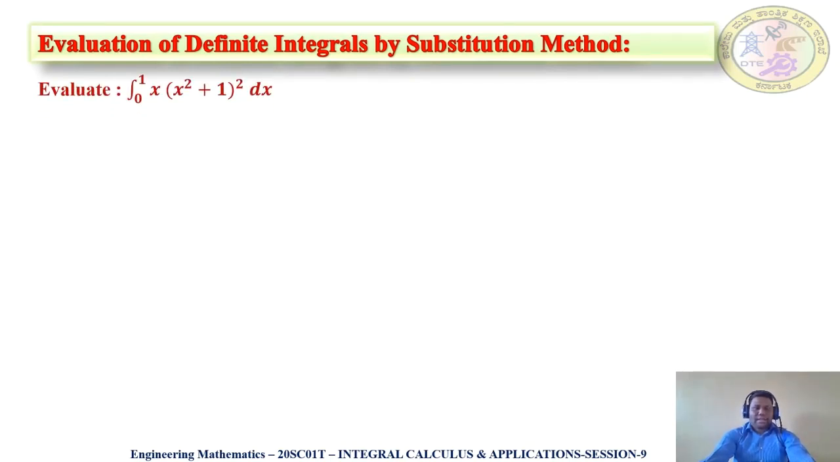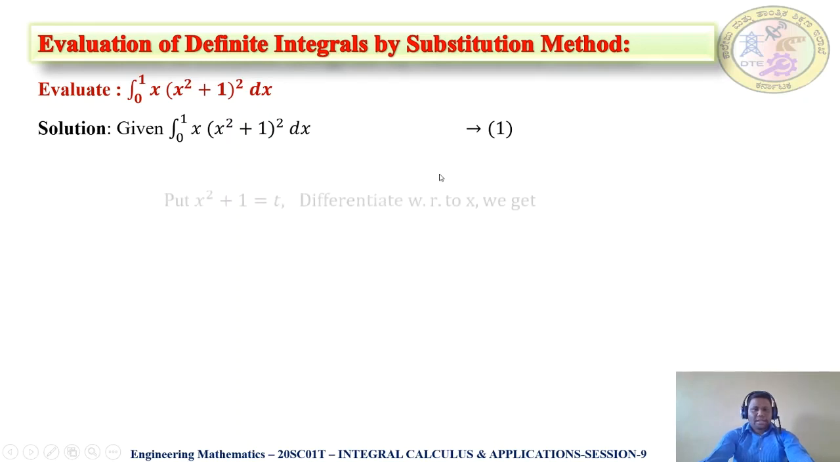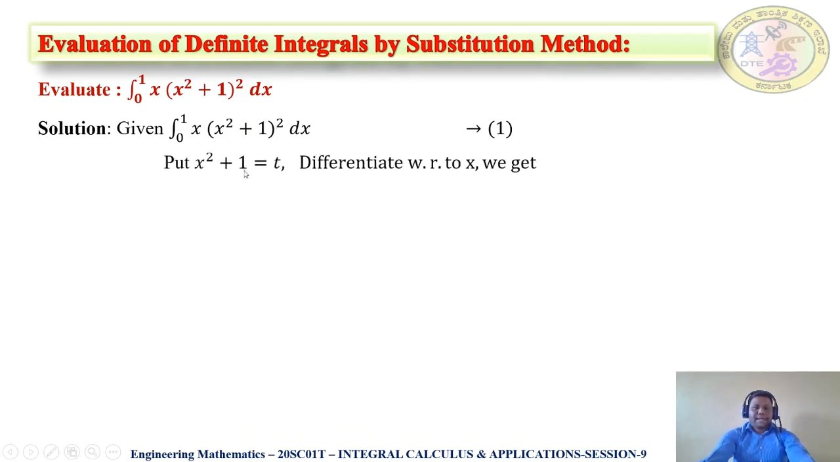Integration from 0 to 1 x into x square plus 1 whole square dx. We call it as equation number 1. Put x square plus 1 equal to t, because that is the largest term. Differentiate with respect to x. We get differentiation of x square is 2x dx. Differentiation of 1 is 0. Differentiation of t is dt. So we get 2x dx is equal to dt. Therefore, x dx equal to dt divided by 2.